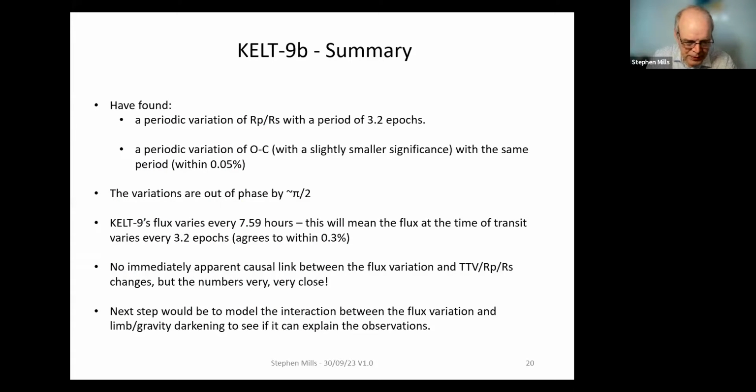The next thing to do would be to model the interactions of the flux variations and see how they could interact with the gravity darkening and things like that. It depends on what the nature of the flux variation is. If the star was actually pulsating, that could explain the variation in RP over RS, but wouldn't explain the TTVs. So as I say, more work to be done.